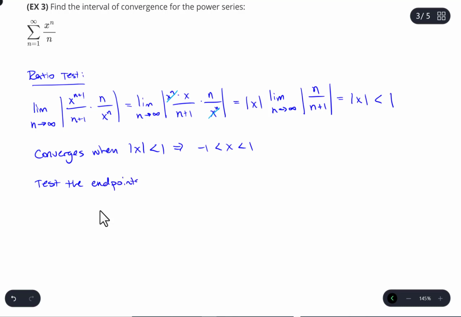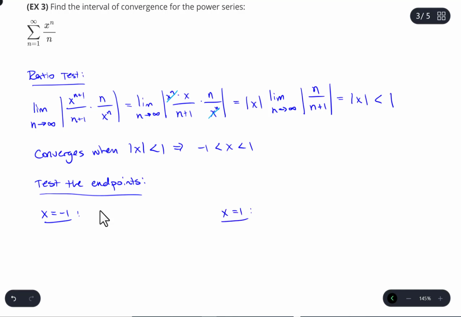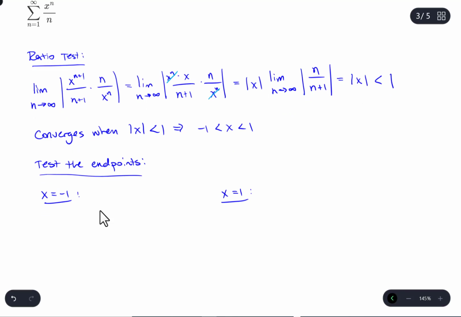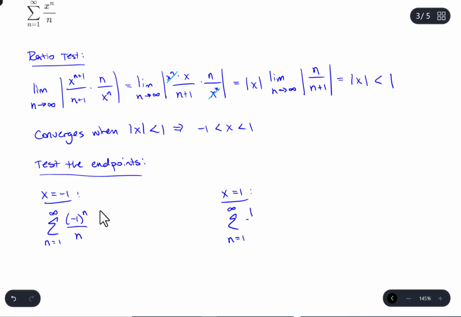All right, testing the endpoints generally goes pretty straightforward. We take each of the endpoints, so when x is -1 and then when x is +1, and plug that into the series. So that's going to be the series n equals 1 to infinity of -1 to the n over n, because you're just letting the x value be -1 in that case. And over here, the series from n equals 1 to infinity of 1 to the n, which is just 1, over n. We have to decide if these things converge or diverge.